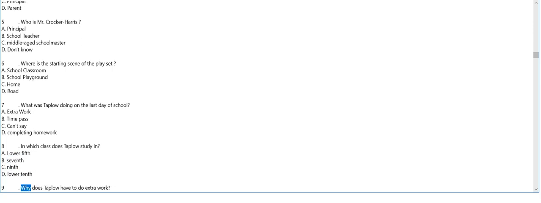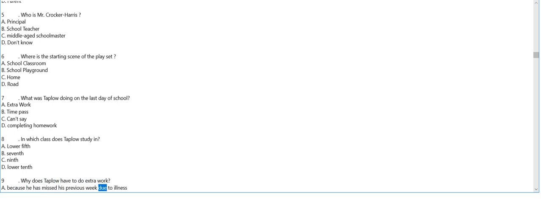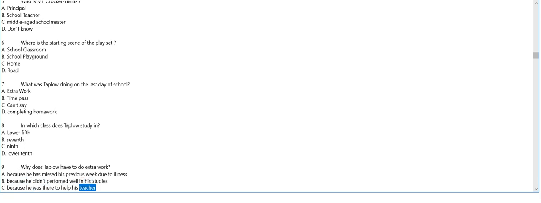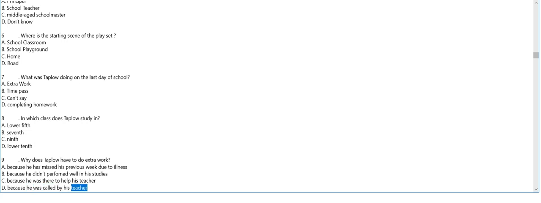9. Why does Taplow have to do extra work? A. Because he has missed his previous week due to illness. B. Because he didn't perform well in his studies. C. Because he was there to help his teacher. D. Because he was called by his teacher.